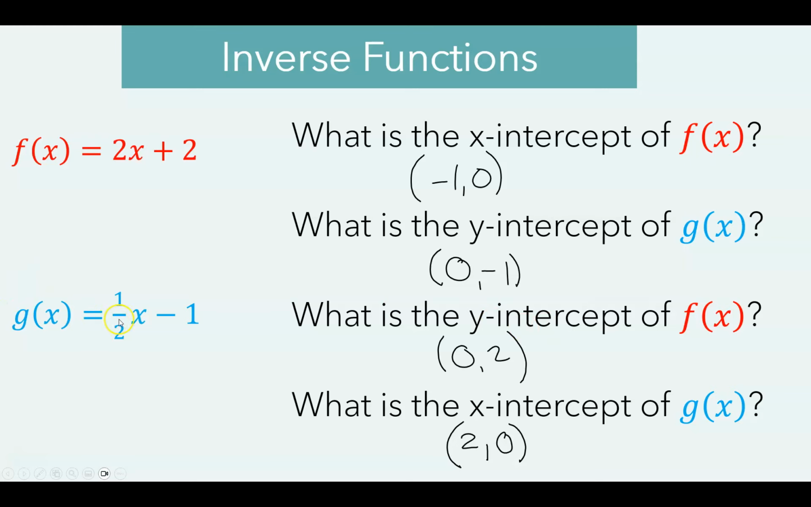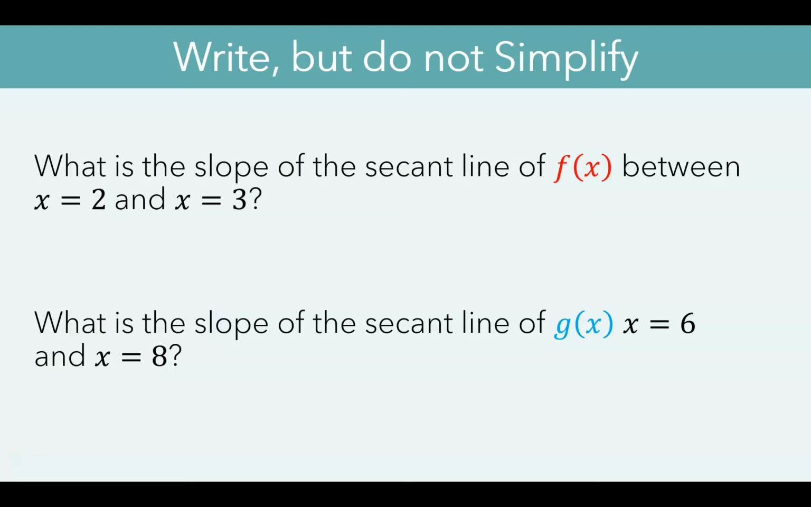And you can check to see that's correct. 1/2 of 2 is 1. 1 minus 1 is 0. That's indeed the x-intercept of g. So if we're going to do slope of a tangent line, it's probably best to go slope of a secant line. We're much better at that sort of stuff from algebra skills. So slope of a secant line on f between 2 and 3, the best way to write that is f of 3 minus f of 2 over 3 minus 2.